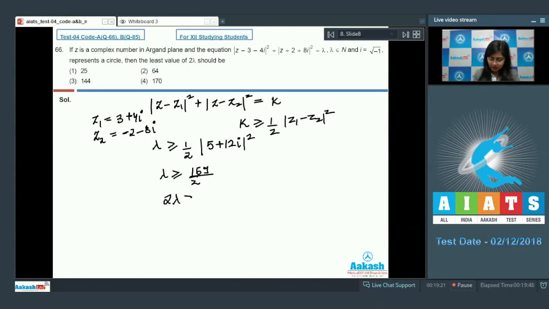That is, 2 lambda should be greater than or equal to 169. Now here the least value of 2 lambda should be 169, but in the question it is given that lambda is belonging to N, that is a natural number. Therefore the least value of 2 lambda will be 170, right? So the correct answer will be option number 4.